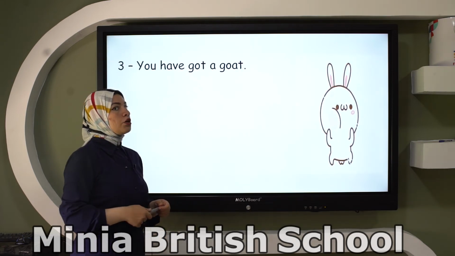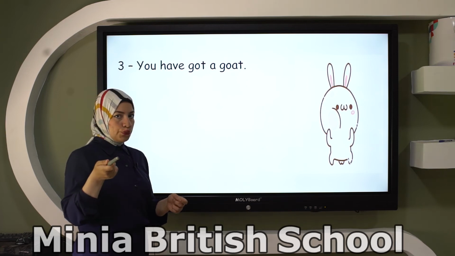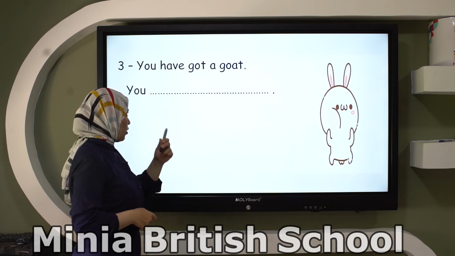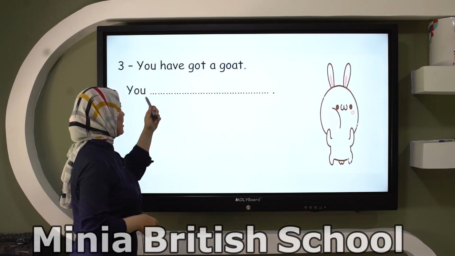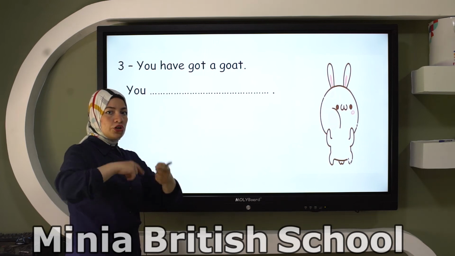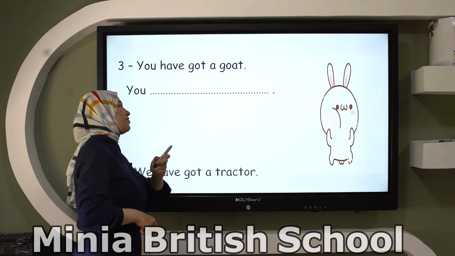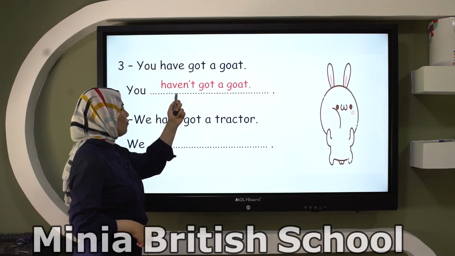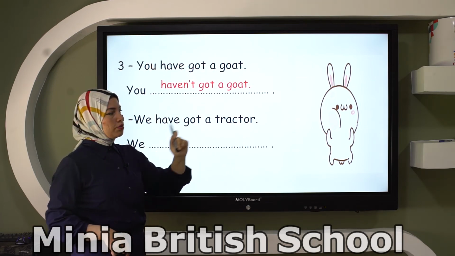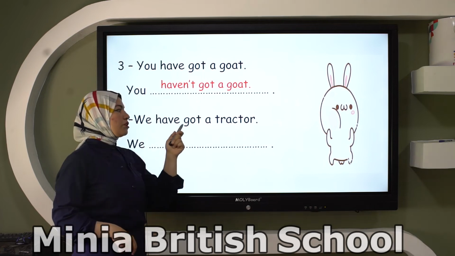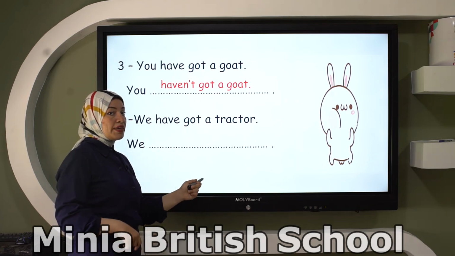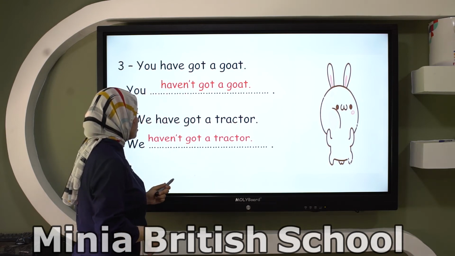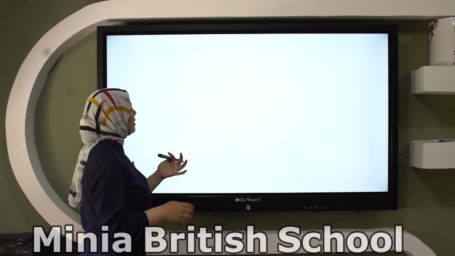You have got a goat. Can you answer this? I will put you as it is, and I will turn have got to haven't. You haven't got a goat. Number 4, we have got a tractor. So it will be we haven't got a tractor. Excellent. Clap yourself.